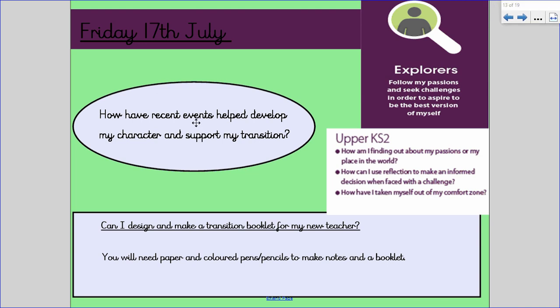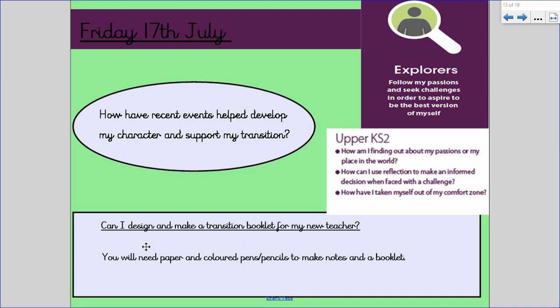Okay, so carrying on with our learning journey question, I'd like us to think about the transition part. So today's lesson is, can I design and make a transition booklet for my new teacher? Now this is going to be fine for Year 5, the ideas that I've got, but for Year 6, as you are moving on to high school, you may need to adapt this slightly. You can still create a transition booklet, but you may need to adapt it slightly to fit in with moving on to high school. Okay, so let's have a look at what we need.